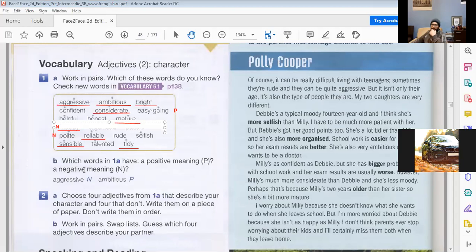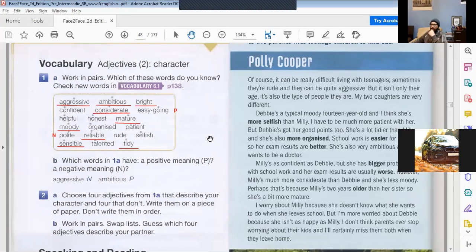What about sensible? You can tell me. Sensible is also negative? Are you thinking of sensitive or maybe sensible? Because we have two words. We have sensitive. Yes, I mean sensitive. This one is sensible. It's a bit different, I think.